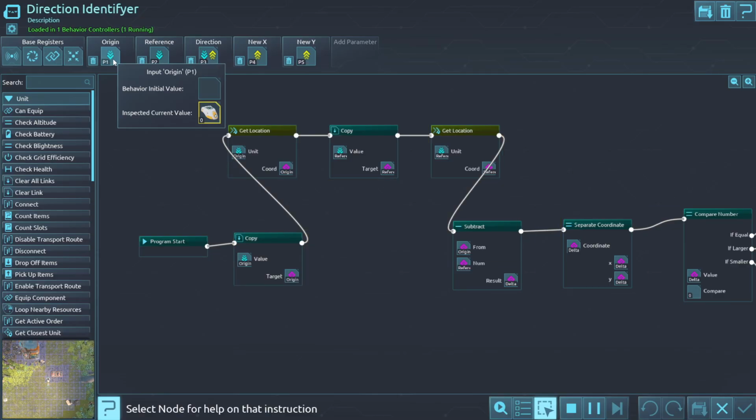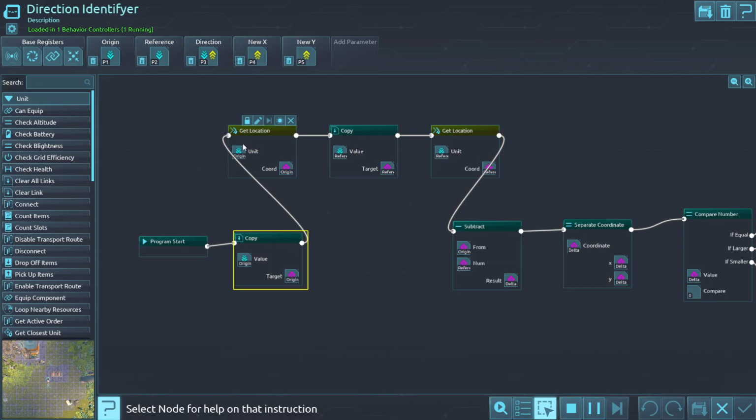It only has the pointer to the unit that you're referencing. And so in order to get the actual coordinate value, to be able to do your math on the coordinate value, you have to go ahead and get location on that unit pointer and then save that to a variable. So this is our origin coordinate right here because we've gotten its location. And so that's actually really important.